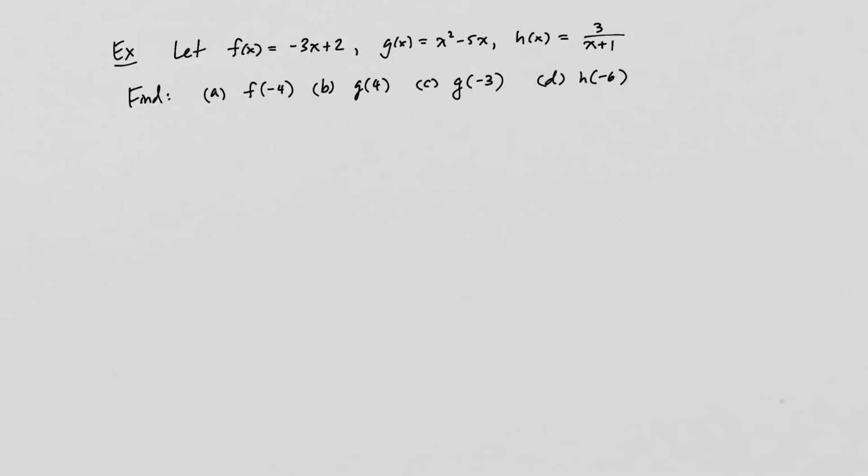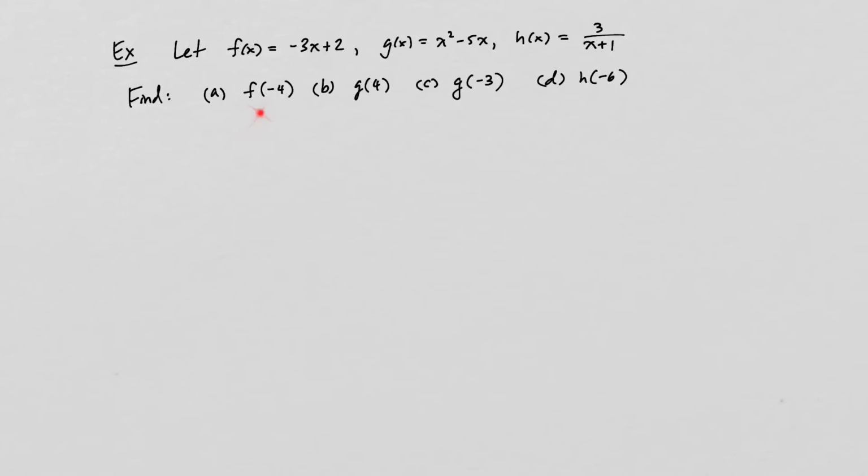In this example, we actually have three functions. We have the function f of x, which I am defining to be negative 3x plus 2. We have the function g of x, which is defined to be x squared minus 5x. And we have the function h of x, which is 3 divided by x plus 1. So what's nice about function notation is that it literally gives each function its own name. The name of the first function is f. The name of the second function is g. And the name of the third function is h.